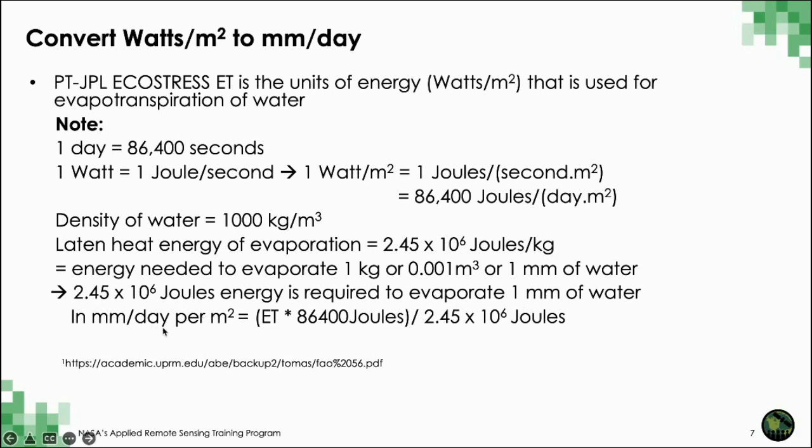So if we want to convert watts per meter square to millimeters per day, you first convert watts to joules per day, and then this is the energy in joules required to evaporate water of this volume or this depth. So when you work through this factor, you get evapotranspiration in millimeters per day. And you can look at this document here from FAO. It describes how this conversion is done.